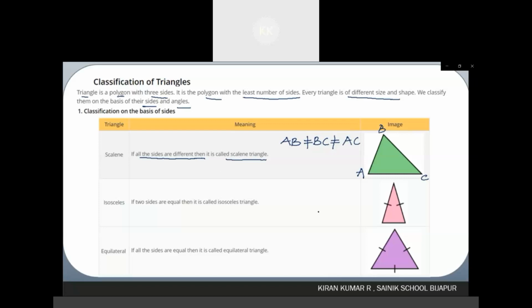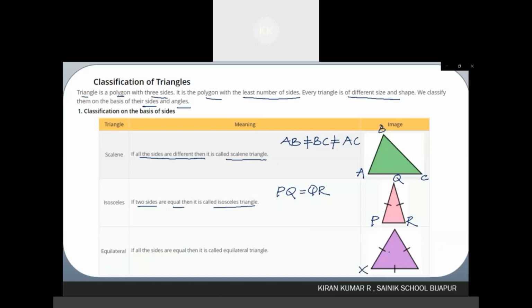Next we have the isosceles triangle. If I name the triangle as PQR, here two of the sides are equal, that is PQ equal to QR. If two sides are equal, then it is called an isosceles triangle.